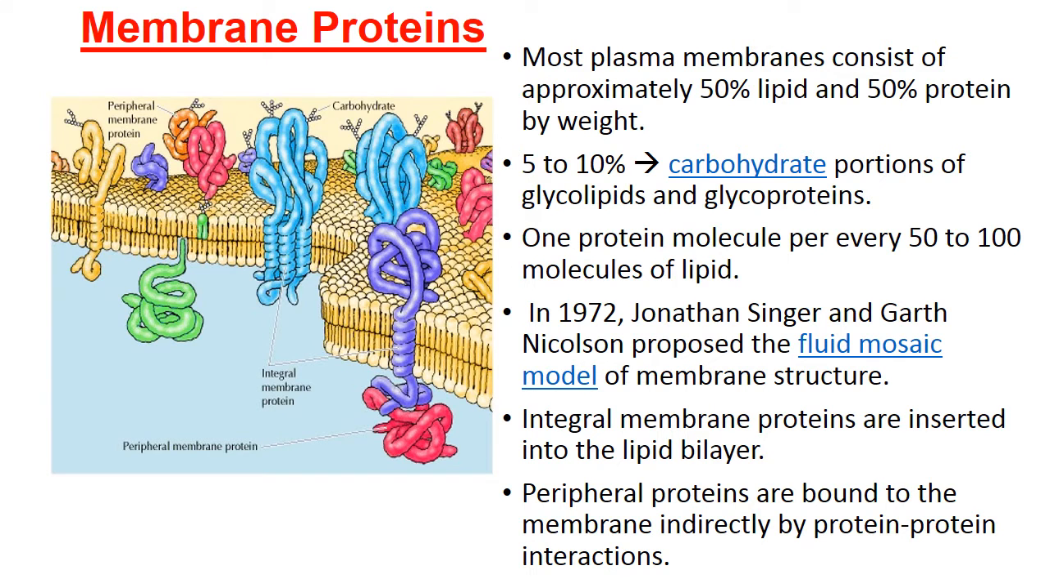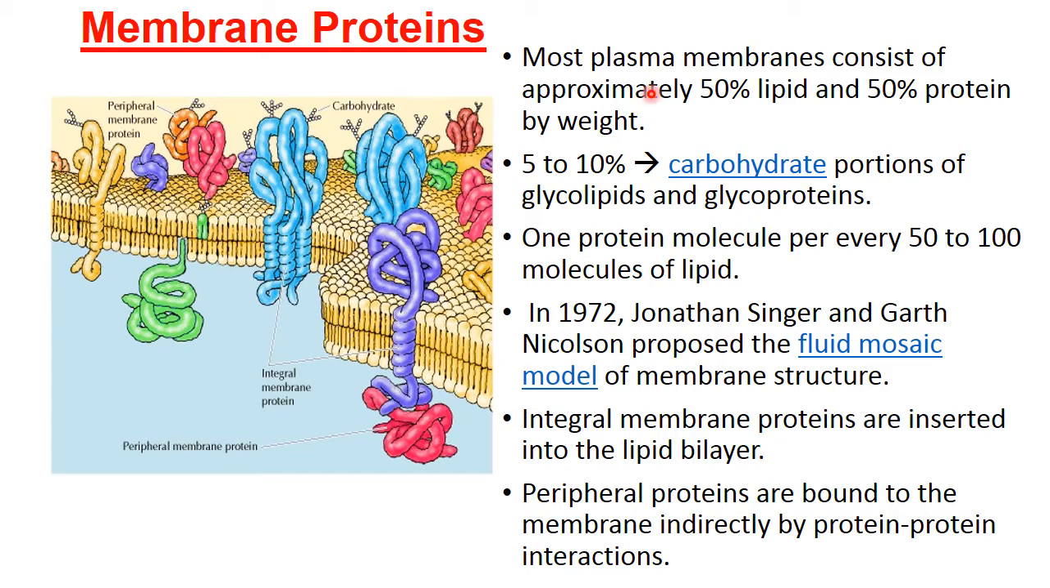Membrane proteins. What are the membrane proteins? There are two types of membrane proteins: integral membrane protein, or intrinsic membrane protein, and peripheral membrane protein, or extrinsic membrane protein. This is the carbohydrate molecule, also called the glycocalyx.